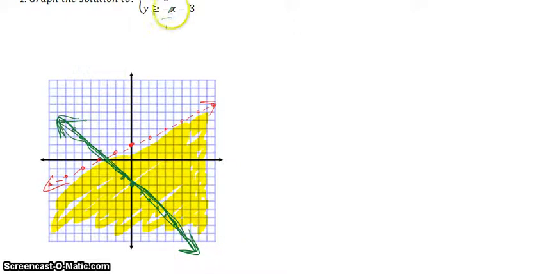And this time it's greater than, so I need to shade above it. And if I want to check, I can use 0, 0 again because it does not go through 0, 0. If it does, then you can use any other point. Okay, so here we go. If I put 0 in, it'll be 0 is greater than or equal to negative 3. And that's true, so I am going to shade the right area. I'll use a green highlighter here.